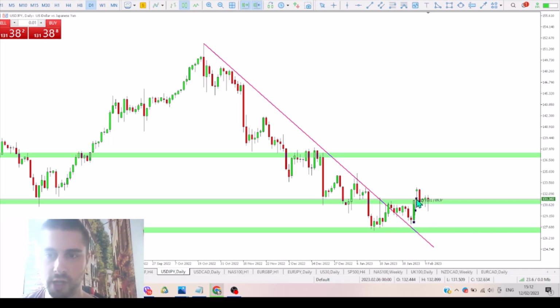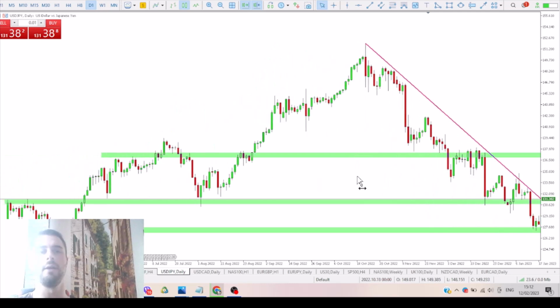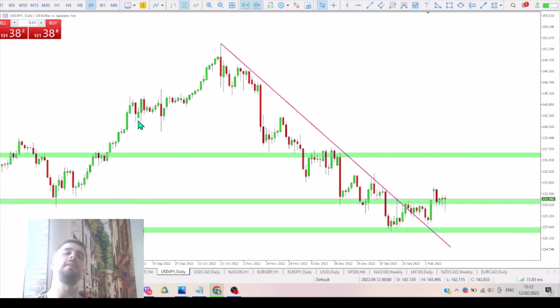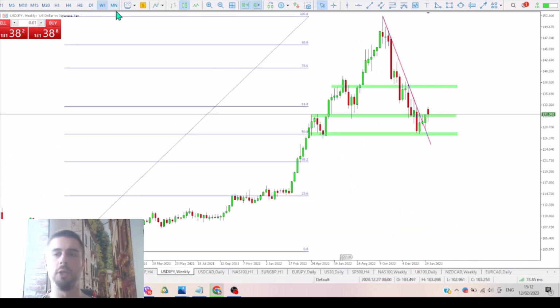So it can reject, it can give us bullish signal, and probably the price will continue go up bullish. And the first target will be this resistance right here, okay. That is what I see for the GBP USD.